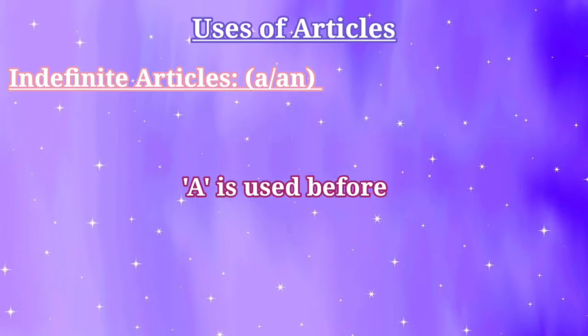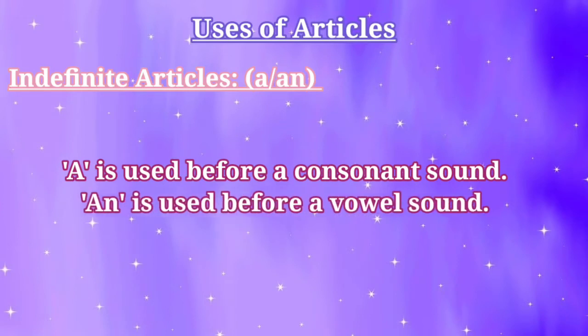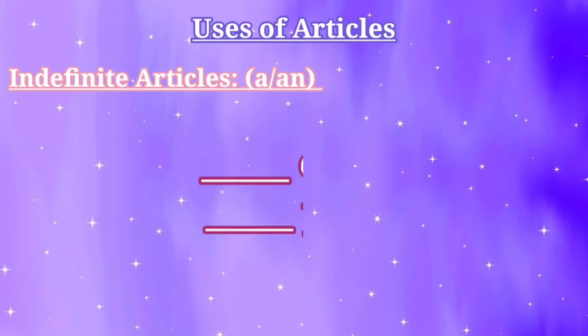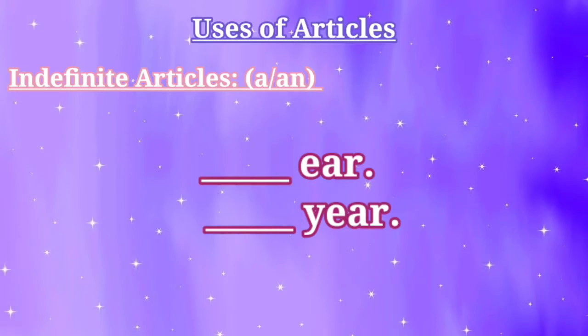As you know, a is used before a consonant sound and an is used before a vowel sound. Remember children, always focus on the sound but not the letter. Whatever the letter is, you have to focus on sound. Okay? So let's take some examples. Dash hour, dash year. So what to use here, a or an? The first one starts with vowel letter and it sounds like vowel sound too. So here we use an hour. But the second one is pronounced as year. Year is there. So here we have to use a year.